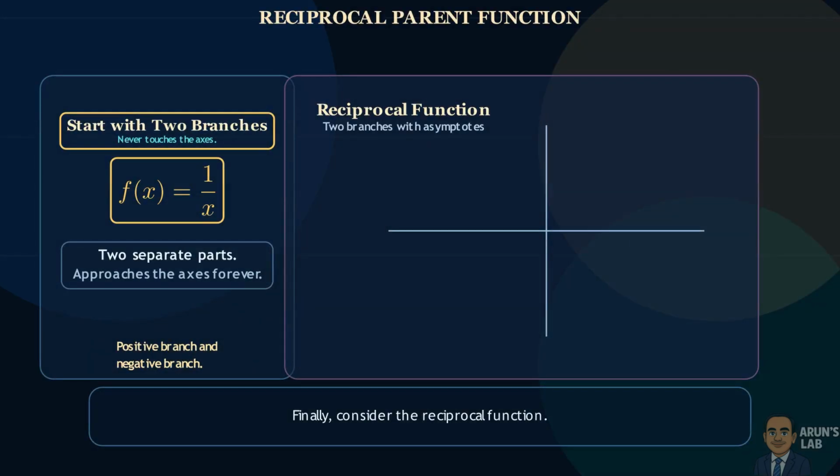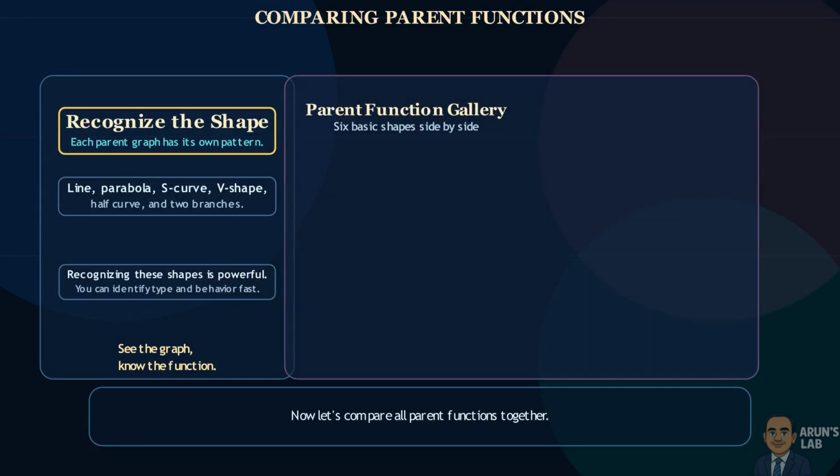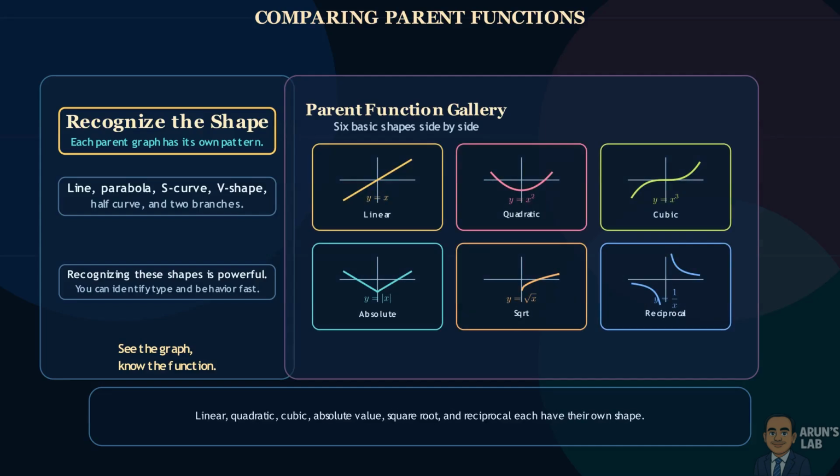Finally, consider the reciprocal function, f(x) = 1/x. This graph has two separate parts, one in the positive region and one in the negative region. It never touches the axis. Now let's compare all these parent functions together. Recognizing these shapes is very important because when you see a graph, you can immediately identify its type and behavior.